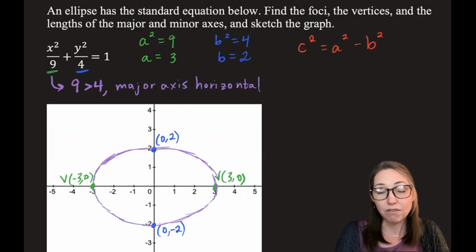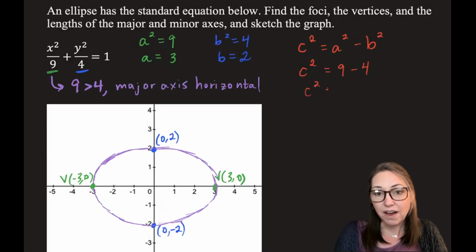And we can use this to solve for that c, or that x coordinate of the foci. So we know a and we know b. In fact, we know a squared is 9 and b squared is 4. So we know c squared is equal to 9 minus 4, which is 5. So c is equal to the square root of 5.